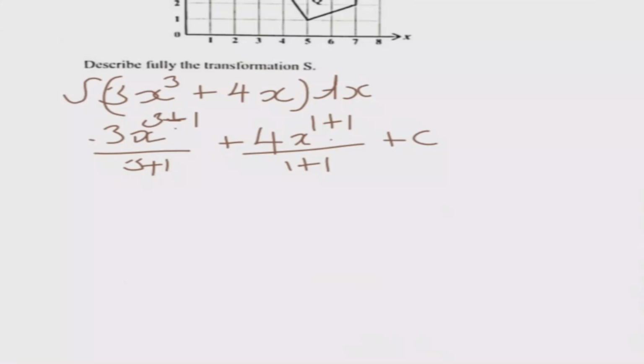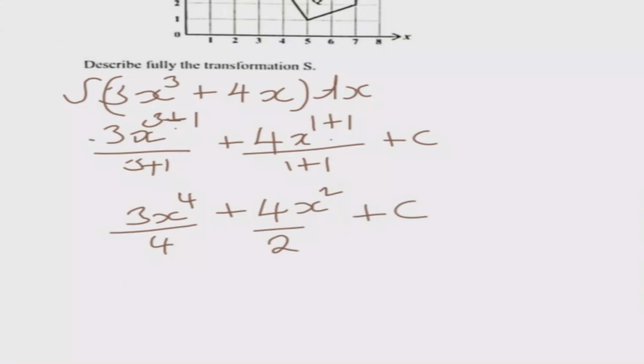So I've got 3x, 3 plus 1 will give me 4, so 3x raised to the power of 4 over 3 plus 1 which is 4, then plus 4x, 1 plus 1 will give us 2, then over 2, then we say plus c. So what you can do now is we evaluate.